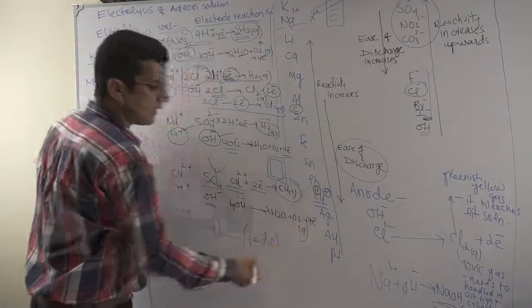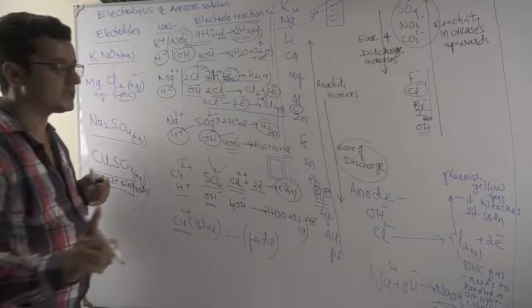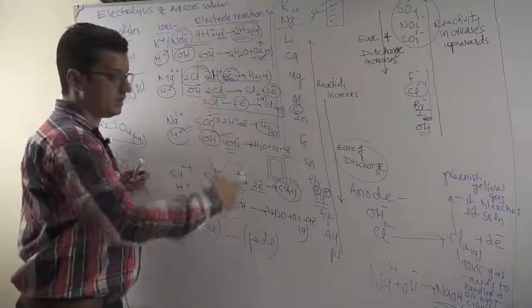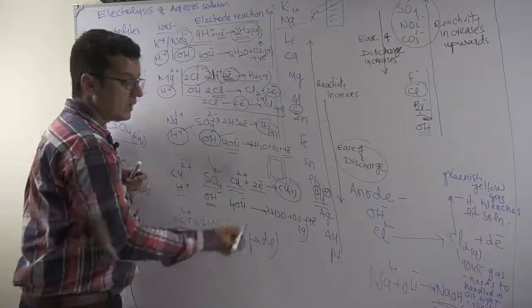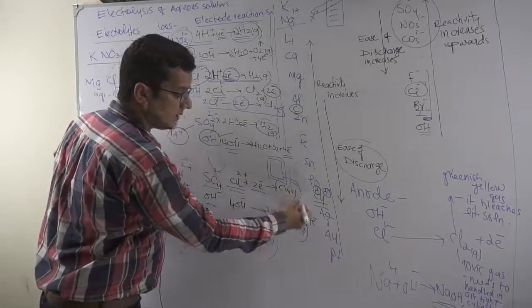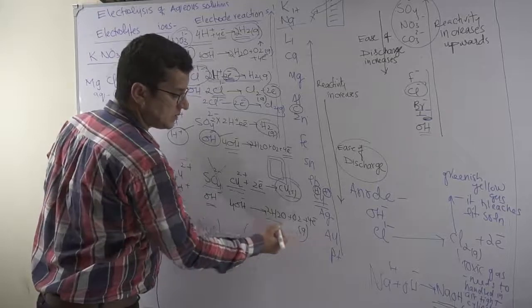The products here are what? When they ask you what are the products, don't mention the ions which are migrating toward that, like copper ion is the product, or hydroxyl. No, product is what is being produced there. Copper is produced here and oxygen is produced here. It has to stay behind.